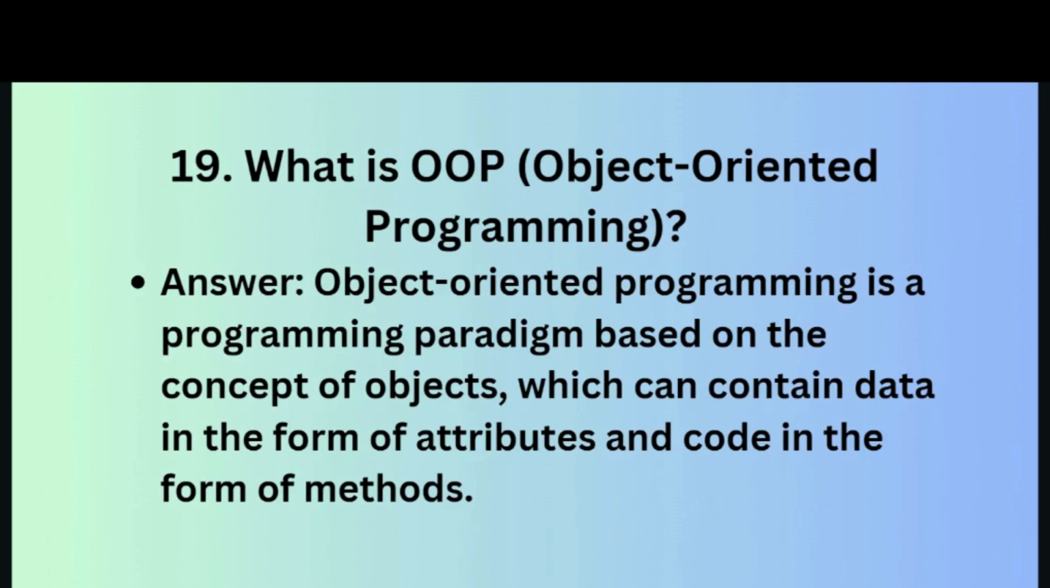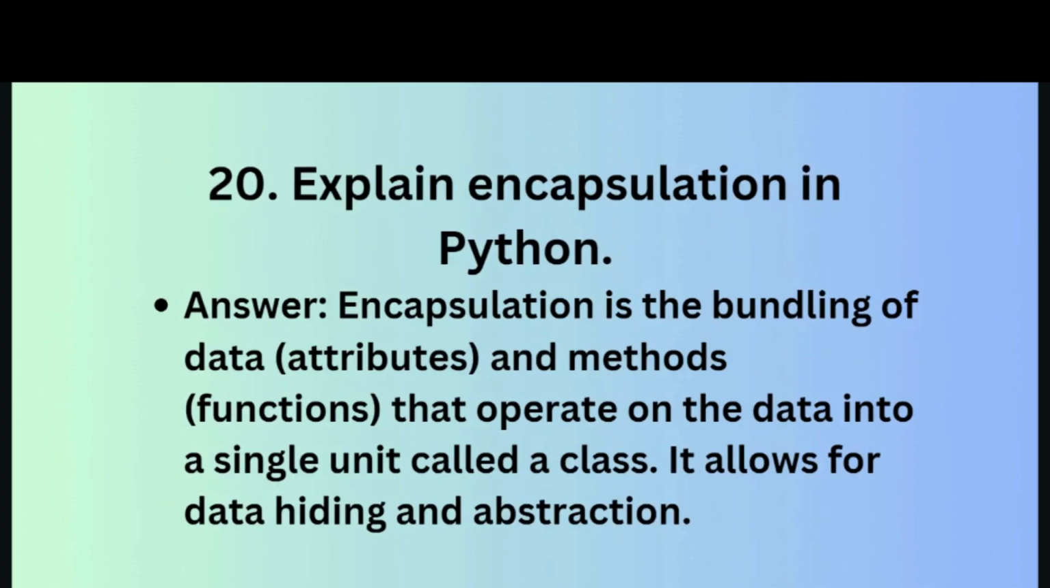What is object oriented programming? Object oriented programming is a programming paradigm based on the concept of objects, which can contain data in the form of attributes and code in the form of methods.